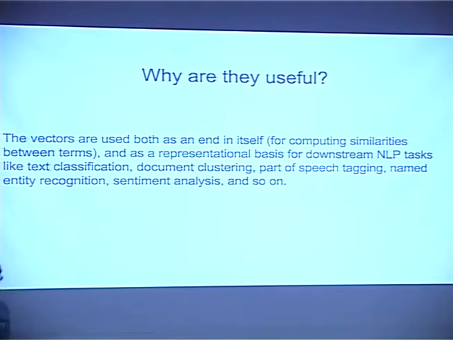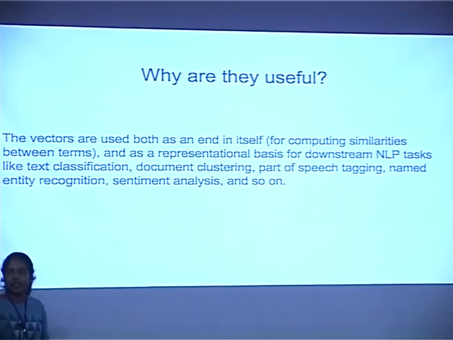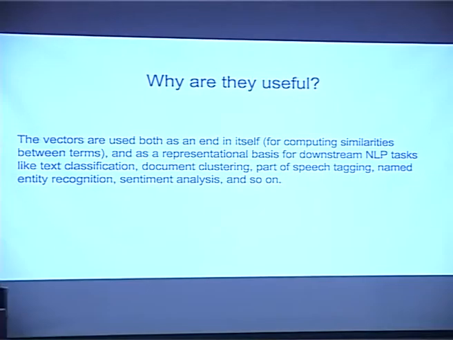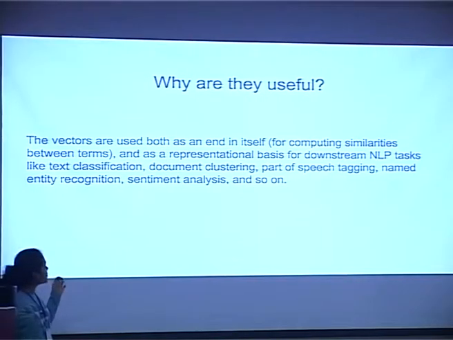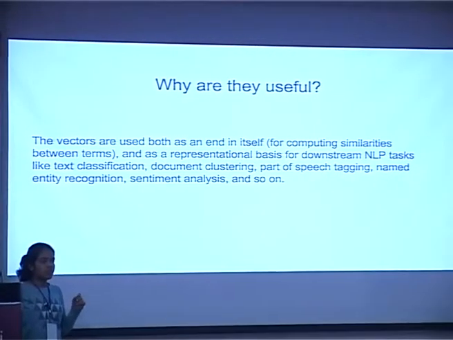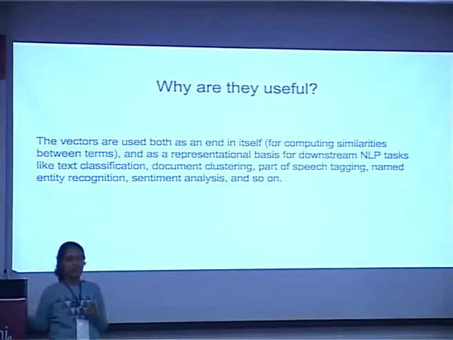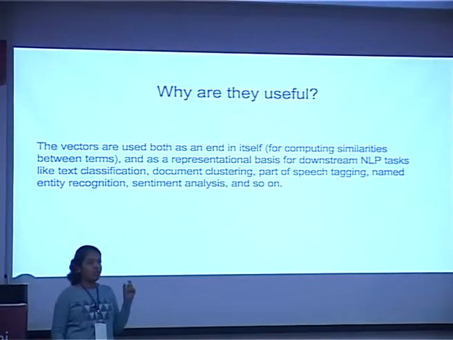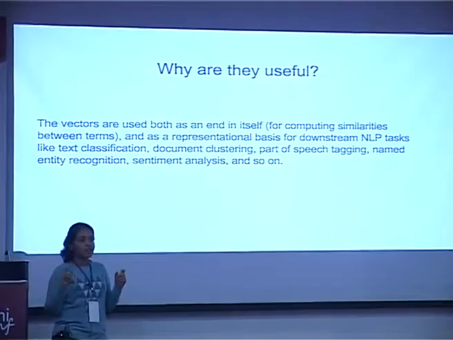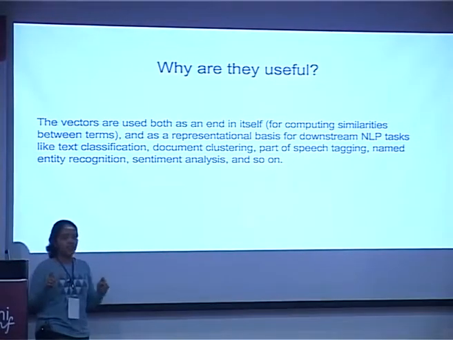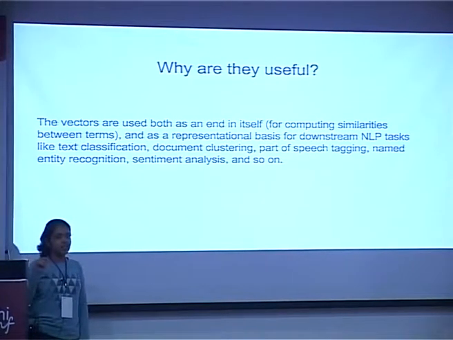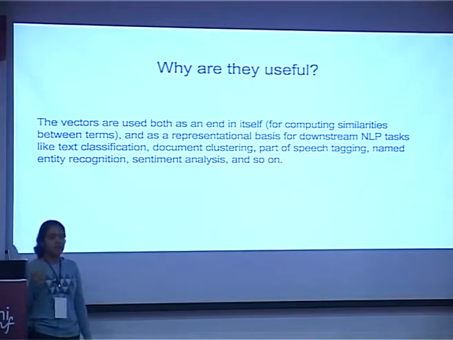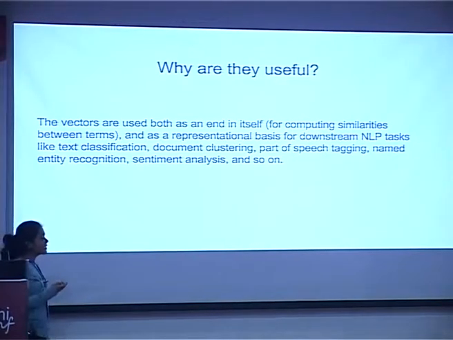So why are these word embeddings useful? Like I said, everything needs to be in numbers. These word vectors can be used as an end in themselves for computing the exact similarity between words. Like you have a word official and then work, and they are both represented by numbers which are not random. They are produced from these algorithms. So you can directly compute their cosine similarity and know how similar they are.